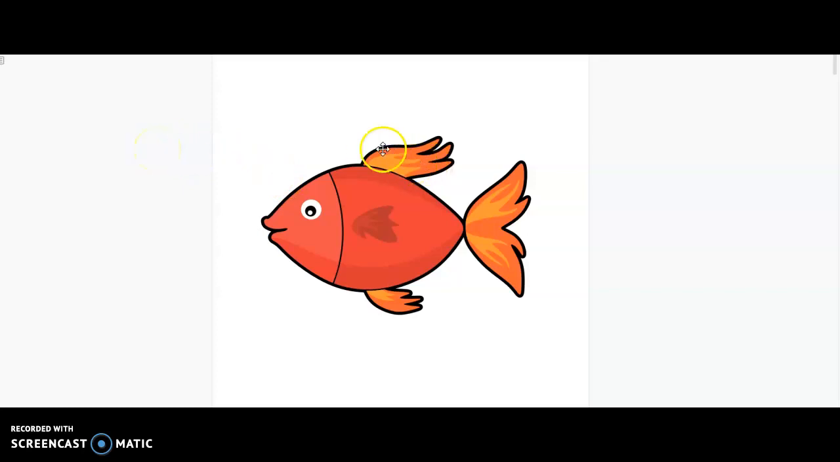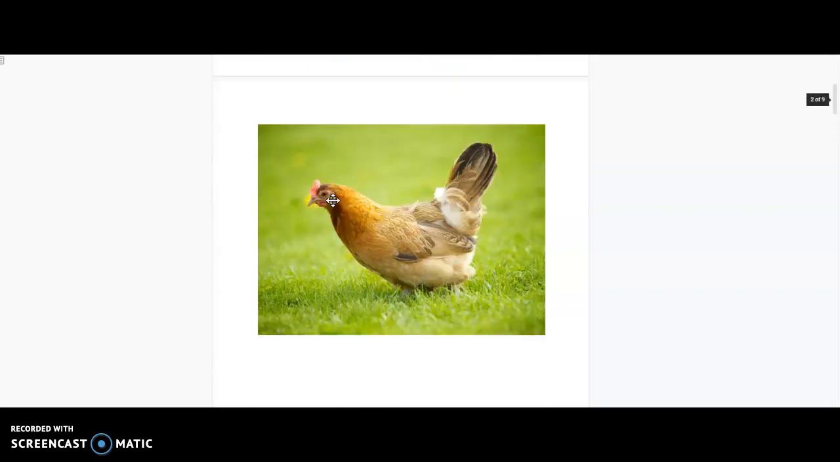Fish. Fish. What's the middle sound? The I sound. Good job. Let's go to our next word.